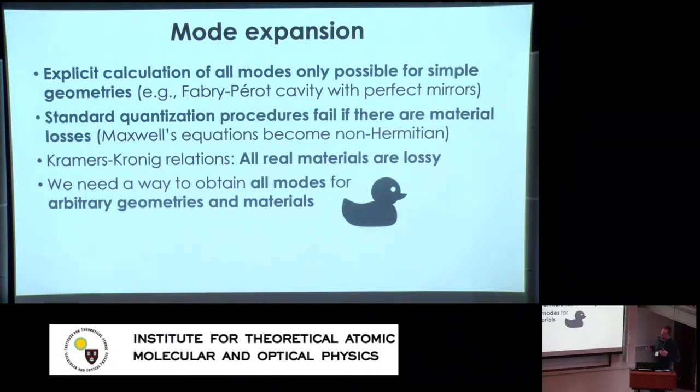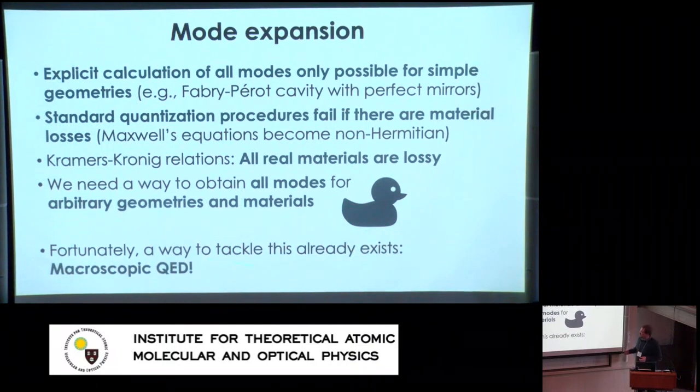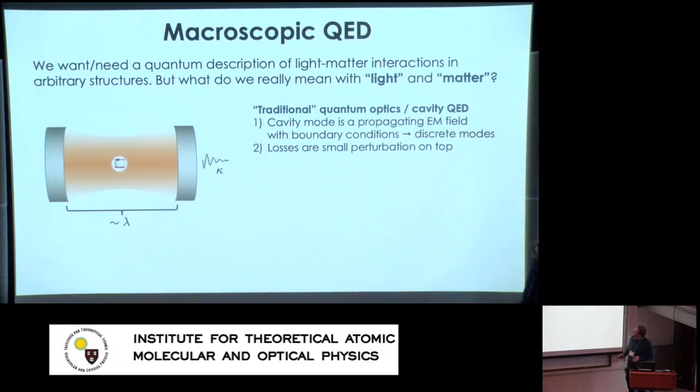I want to be able to do it for a dimer. I want to be able to do it for a nanoparticle. I want to be able to do it for anything. And fortunately, much smarter people than us have already solved this basically. And the strategy to do it, for example, Angel was also showing that they are now using, is what people nowadays call macroscopic QED. So what's the general idea? I just want to give a very quick introduction about that.